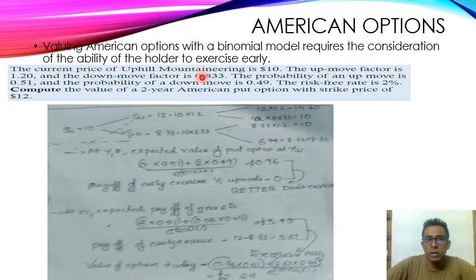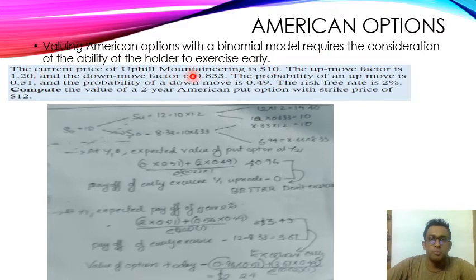The current price of Uphill Monitoring is 10, the up move factor is 1.2, and the down move factor is 0.833. The probability of an up move is 0.51 and the probability of a down move is 0.49. These four figures that they have given can also be calculated. The up move factor U can be calculated by e raised to sigma into root t. Sigma means the volatility and t means the time length of the period that we are taking.